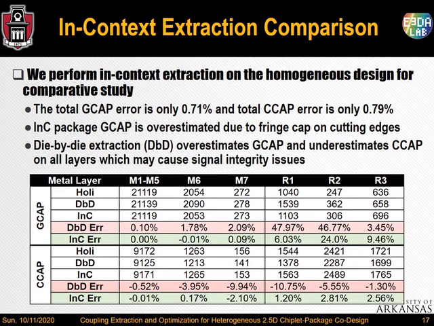On package layers, in-context extraction overestimates the ground capacitance due to the fringe capacitances on the cutting edge of the in-context partitions. On the other hand, the die-by-die extraction method greatly overestimates the ground capacitance and underestimates the coupling capacitances near the chiplet package boundary. This can cause serious signal integrity issues. This comparison shows that though there is still room for improvement, our in-context extraction method is sufficiently accurate for holistic consideration and iterative optimization of a 2.5D system.